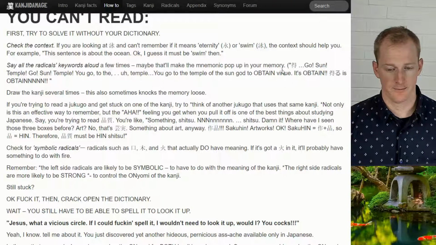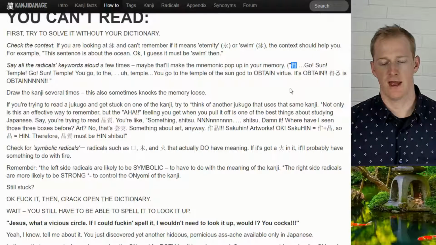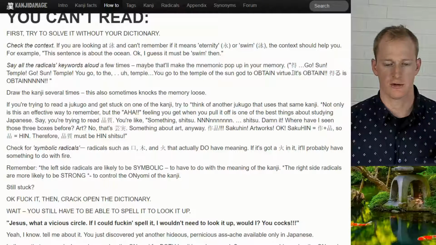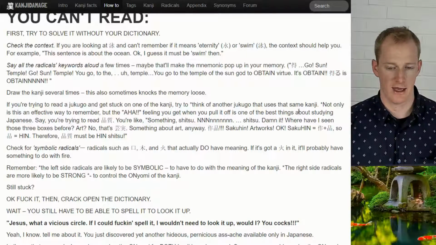What else can we do? Well, we can kind of look at this guy, and again, if you use the techniques in this website, you will recognize this left-hand side as being, it's called gyo nimmen in Japanese, but it's the going man radical.